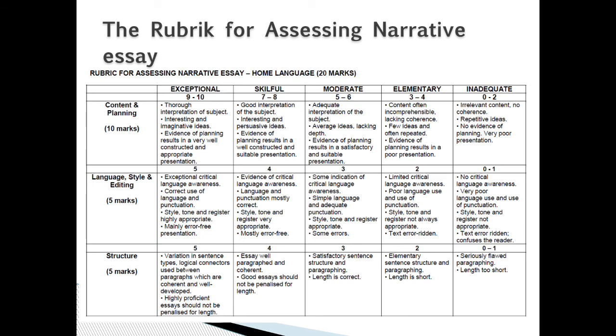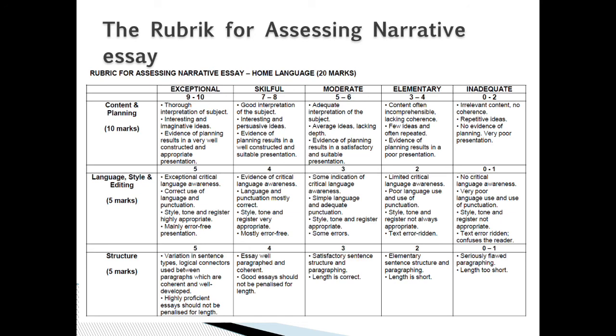When you look at your language and style and your editing, exceptional means critical language awareness, the correct use of language and punctuation, and your style, tone, and register are highly appropriate. You are mainly error-free in your entire presentation. And your structure, there will be a variation in sentence types, logical connectors used between paragraphs which are coherent and well developed. Highly proficient essays should not be penalized for length.